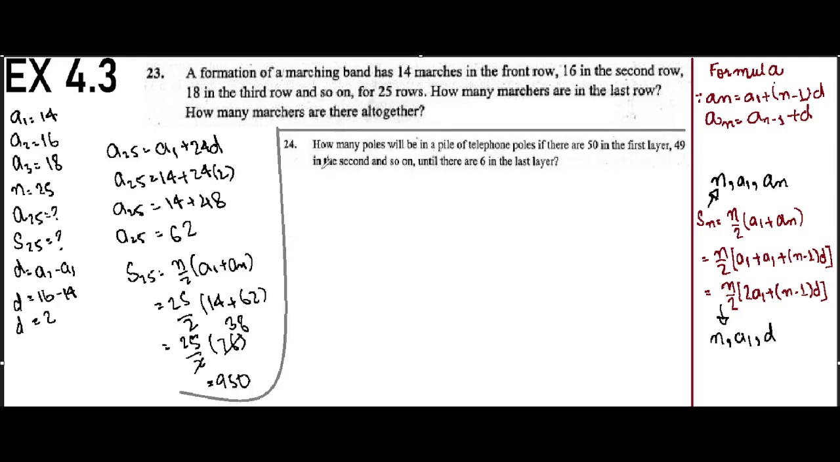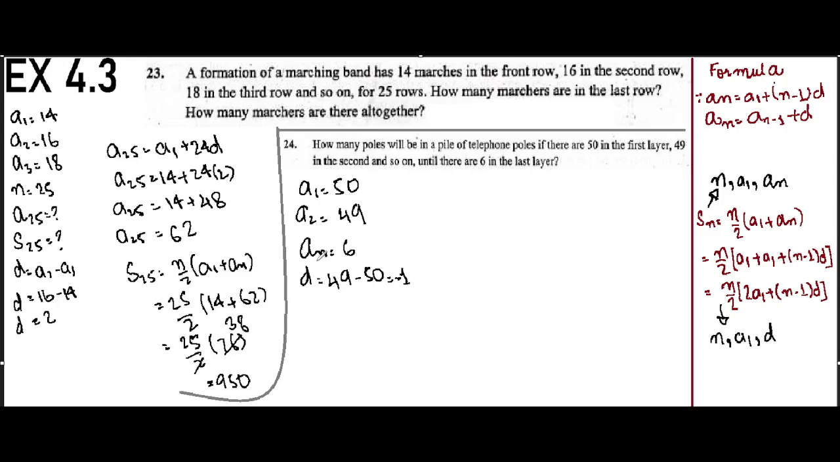Question number 24 says how many poles will be in a pile of telephone poles if there are 50 in the first layer, 49 in the second, and so on until there are 6 in the last layer. So An is equal to 6. We can easily find the difference, which is equal to A2 minus A1, which is 49 minus 50. It is equal to minus 1.